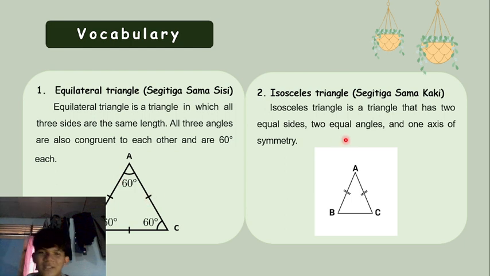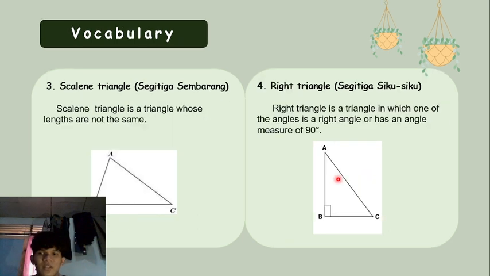Next one is isosceles triangle, or you also call segitiga sama kaki. An isosceles triangle is a triangle that has two equal sides, two equal angles, and one axis of symmetry. For example, you can see this illustration. Next one is scalene triangle, or we also call segitiga sembarang. A scalene triangle is a triangle whose side lengths are not the same. For example, you can see this illustration.